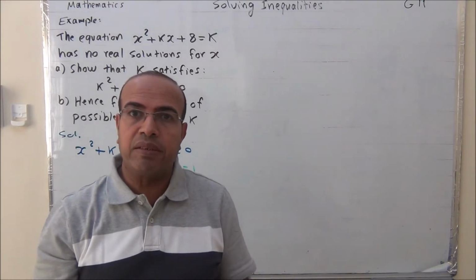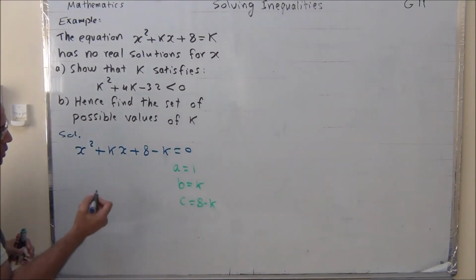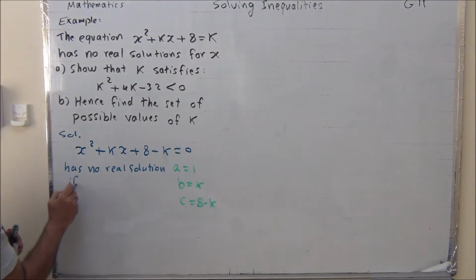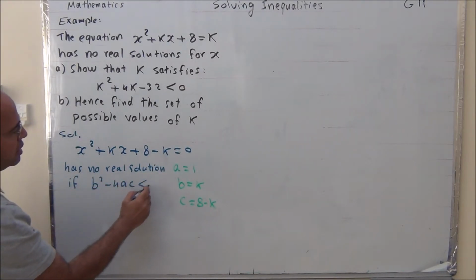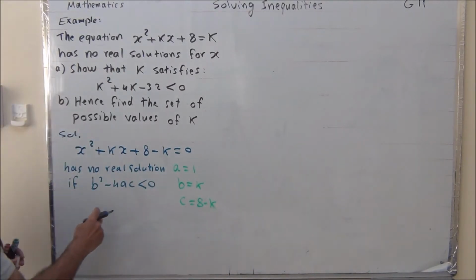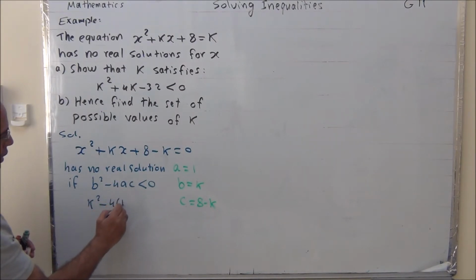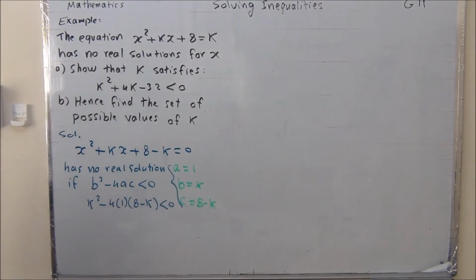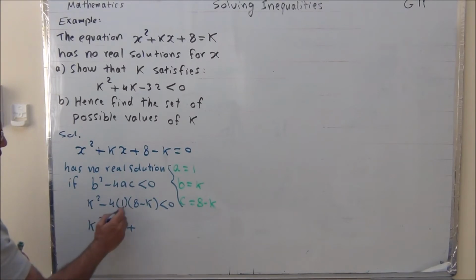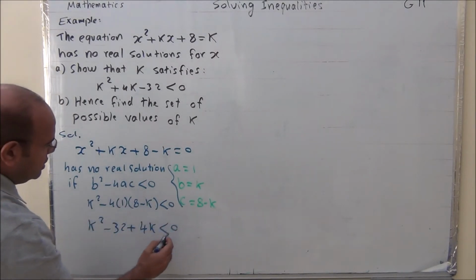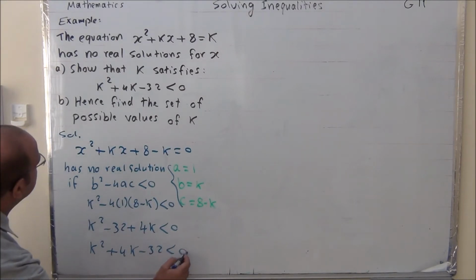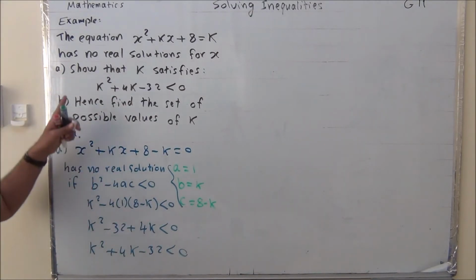He said it has no real solution, which means the discriminant is negative. It has no real solution if the discriminant b squared minus 4ac is less than 0. Now we do substitution. b equals k, so k squared minus 4, a is 1 and c is 8 minus k. This must be less than 0. We expand: k squared minus 4 times 8, minus 32, minus times minus, positive 4 times k, it's 4k. This is less than 0. Rearranging this inequality: k squared plus 4k minus 32 less than 0. This is the first part, part A, show that k satisfies. So it is the same.